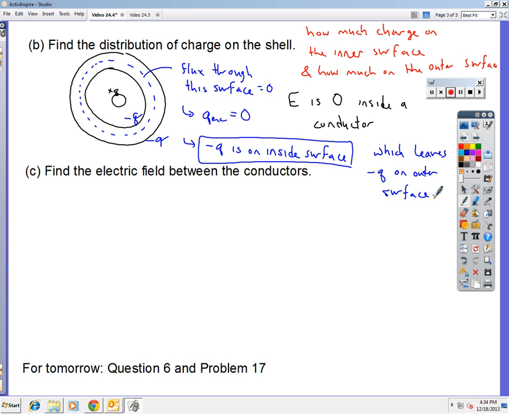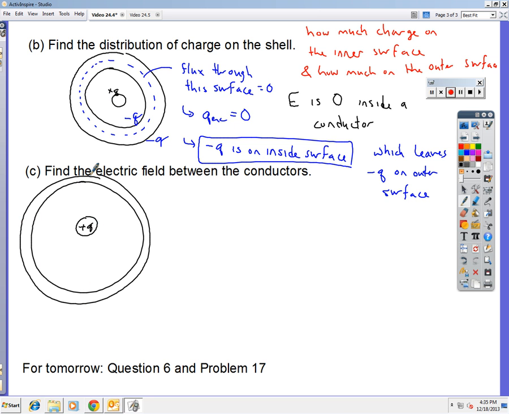So when you've got conductors, there's some clever things you can do, like, for instance, draw a Gaussian surface entirely in the conductor, and know that as long as that Gaussian surface is entirely in the conductor, the enclosed charge is 0, which is useful. Now the last thing, we're going to find the electric field between the conductors. So that means in the space in here. So there's our central conductor, and there's the shell, which I'm not going to draw exaggeratedly thick, with minus 2q on it. But I want to find the electric field inside.